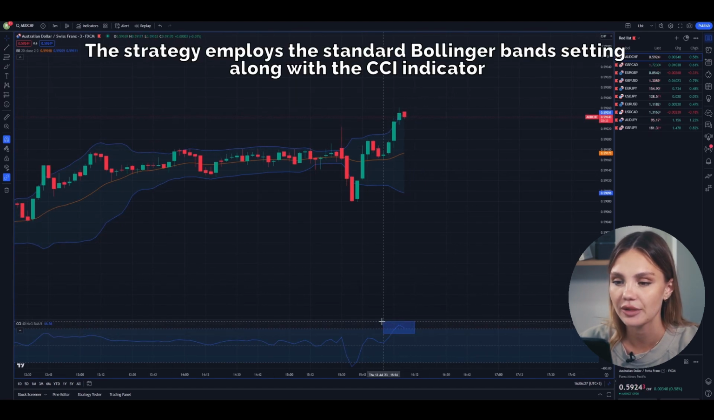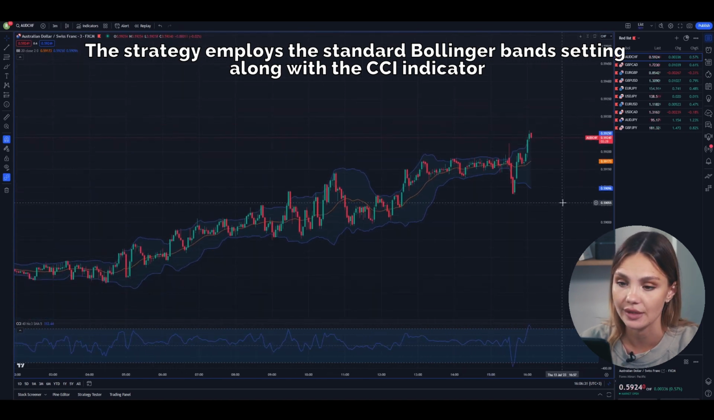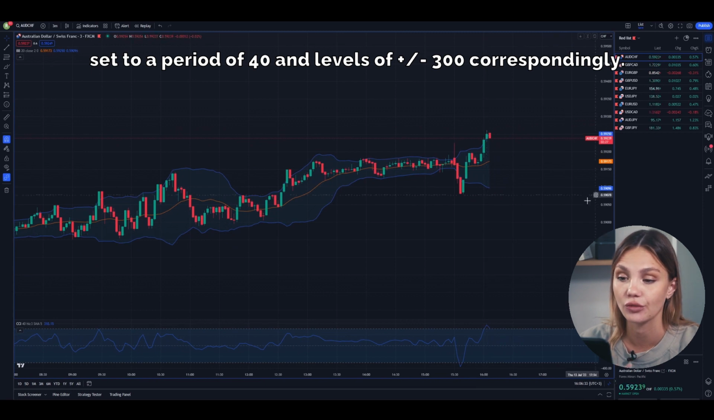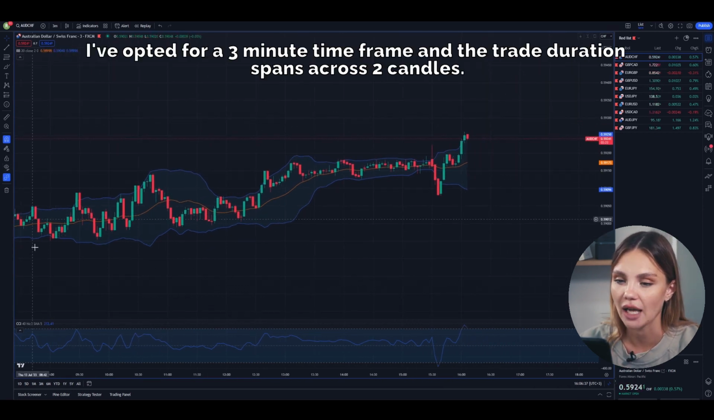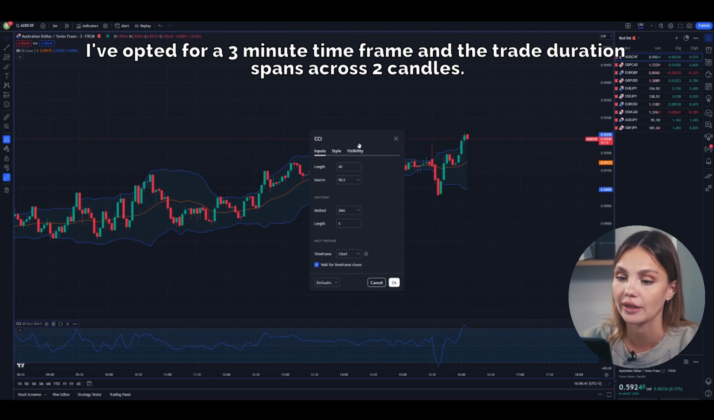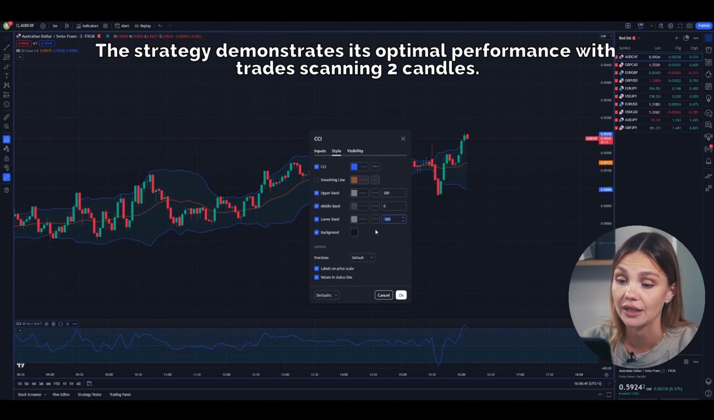The strategy employs the standard Bollinger Band setting along with the CCI indicator set to a period of 40 and levels of plus minus 300 correspondingly. I've opted for a 3-minute time frame and the trade's duration spans across 2 candles. The strategy demonstrates its optimal performance with trades scanning 2 candles.